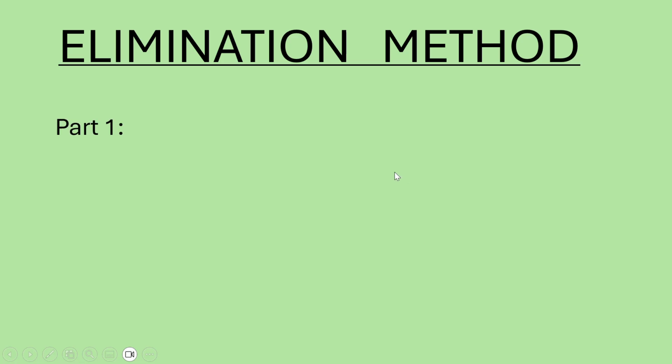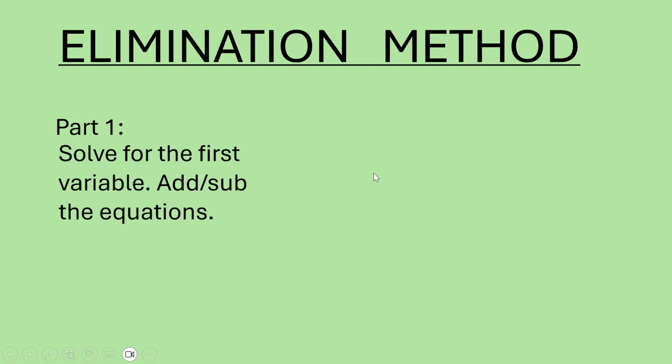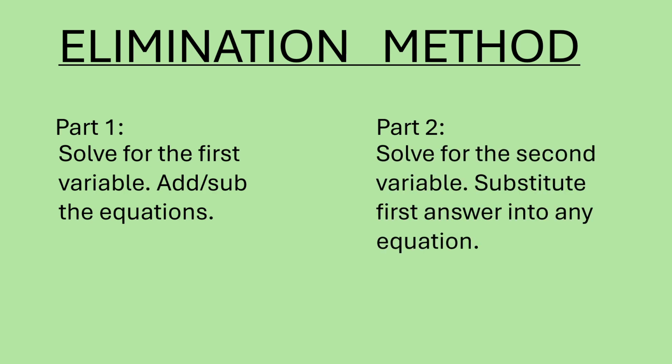Okay, so basically the elimination method: in part 1, you solve for the first variable, and you do that by adding or subtracting the equations. In part 2, you solve for the second variable by substituting your first answer into any of the equations in your system.